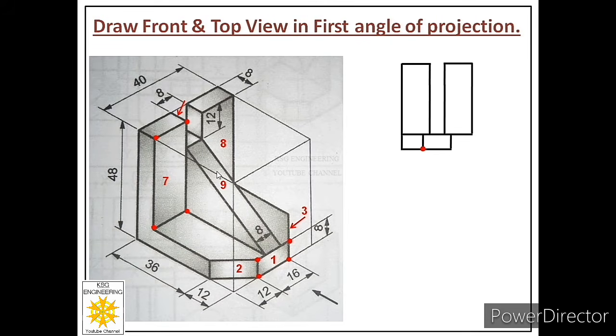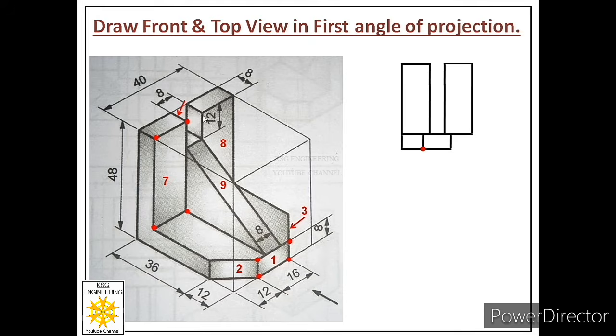Now face number 9 is an inclined face, inclined to the vertical plane. So when you look from front, you cannot see this length or this height. You will see this height for face 9, and this height is how much? It is 12 mm from top. So these 2 points are at 12 mm from top, or I can say this point of face 9 is exactly below this point, and this point is over here.